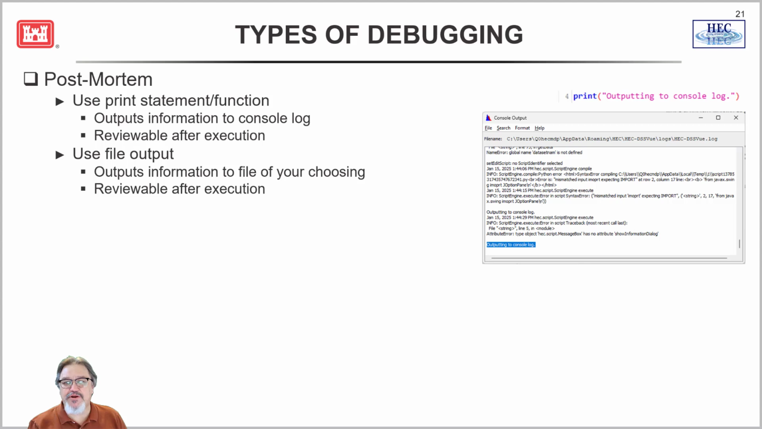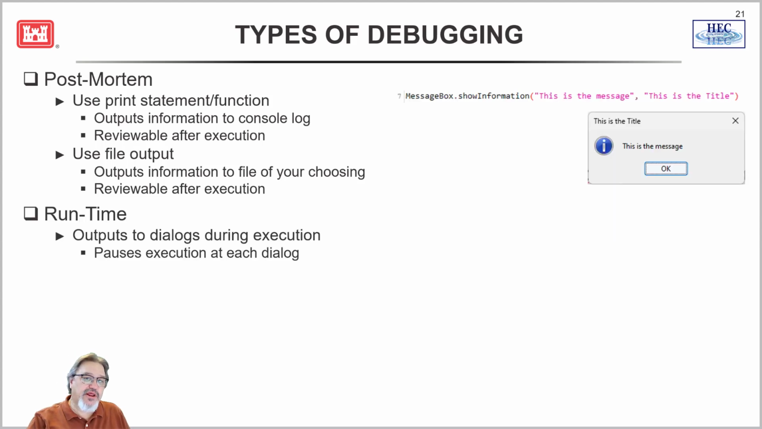And so you see up here on the top right, is just a little example, print, outputting to console log. And so all the print statements and print functions in a script go to the console log, and so you can review them there. Okay, postmortem debugging, probably the widest used for scripting. A lot of times used for even more sophisticated programming as well, although we'll talk about something else in a minute.